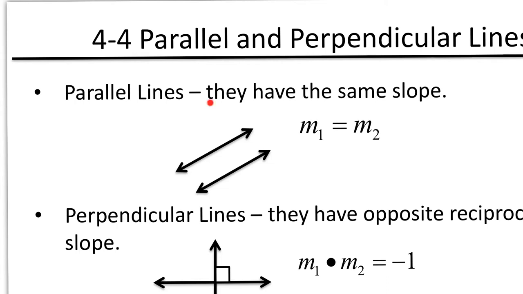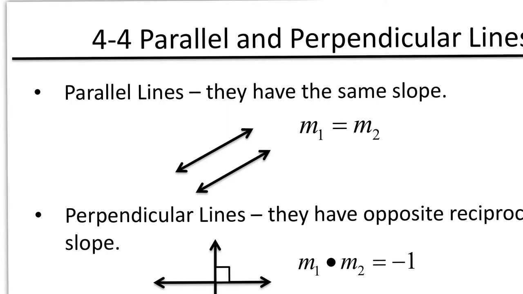Well, parallel lines have the same slope. So if we know the slope of the first line, the second line will have the same slope. M sub 1, which is the slope of line 1, equals M sub 2, which is the slope of line 2.